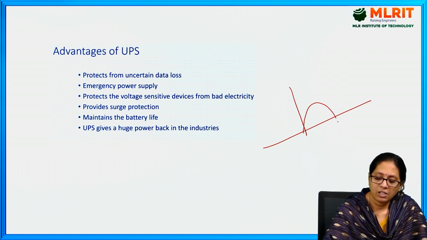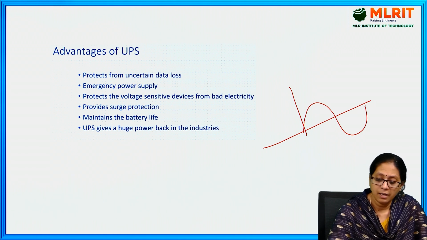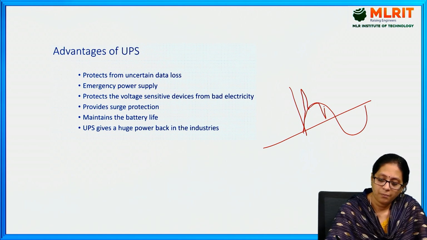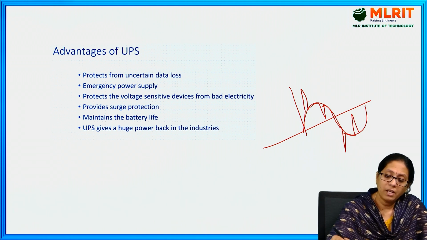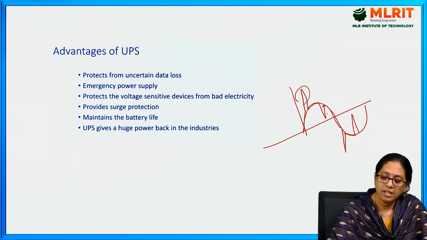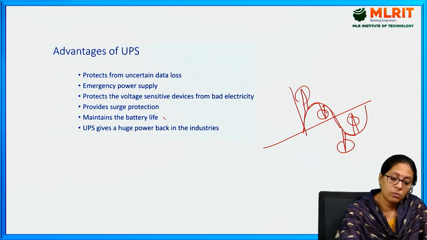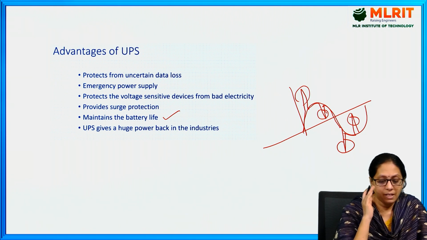This is actually a normal sinusoidal AC voltage which is being provided, but normally there will be spikes, sudden increase or sudden decrease in the voltage. So by using this UPS, we can rectify these sudden spikes in the waveform. And next one is maintains the battery life.